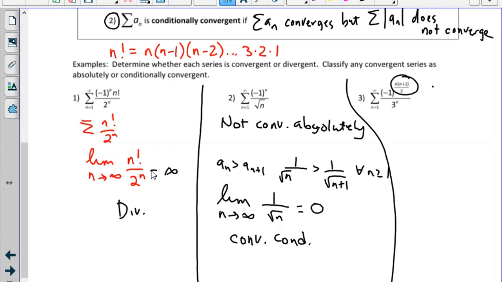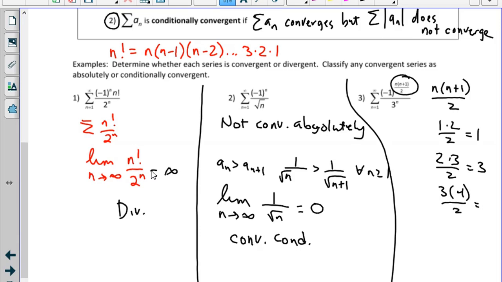So if we take a look at it, n times n plus 1 over 2, let's just take a look at a couple terms and see what's happening. If I plug in 1, I get 1 times 2 divided by 2, which is 1. If I plug in 2, I get 2 times 3 divided by 2, which is 3. If I plug in 3, I get 3 times 4 divided by 2, which is 6. My bad. If I plug in 4, I get 4 times 5 divided by 2, which is 10.